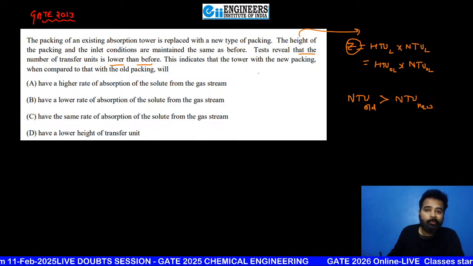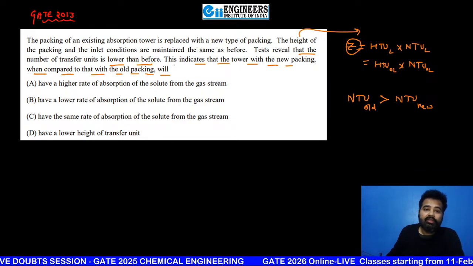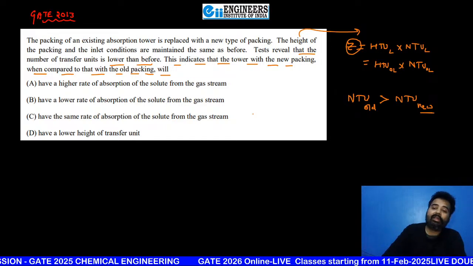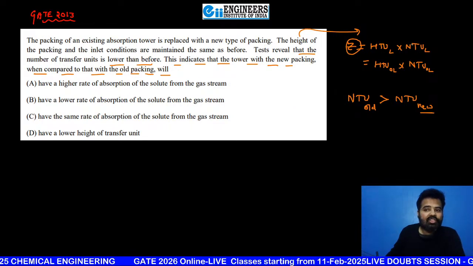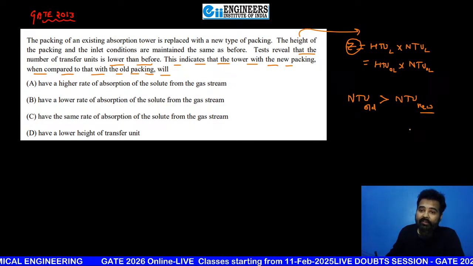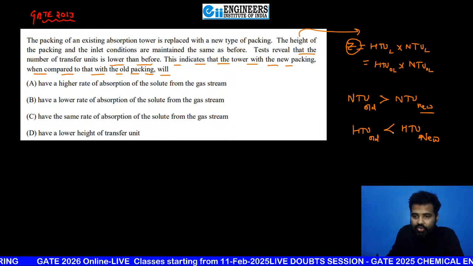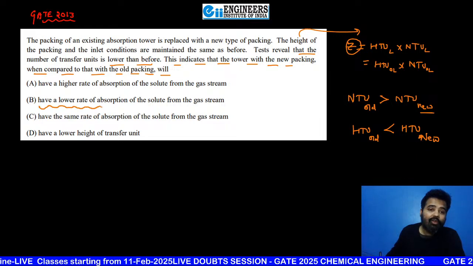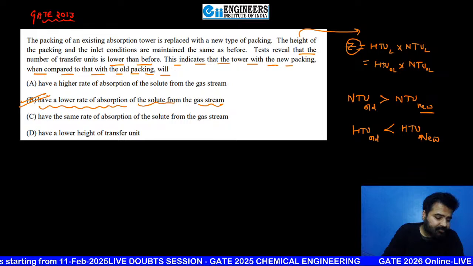Lower than before. So that means old was more. This indicates that the tower with the new packing, when compared to that with the old packing, what will happen? Have a higher rate of absorption of the solute from the gas stream, have a lower rate of absorption, or have the same rate. See my dear students, if their multiplication is the same, Z, they are telling that Z is not going to change. That means definitely for HTU old and HTU new, HTU new will be more. And if HTU new is more, as I already told you, the separation effectiveness totally depends upon NTU. So NTU is less, that means now they have a lower rate of absorption. New packing has a lower rate of absorption of the solute from the gas stream. That means B is the right answer. No need to think much, brother. Understood, beta? Is it crystal clear?